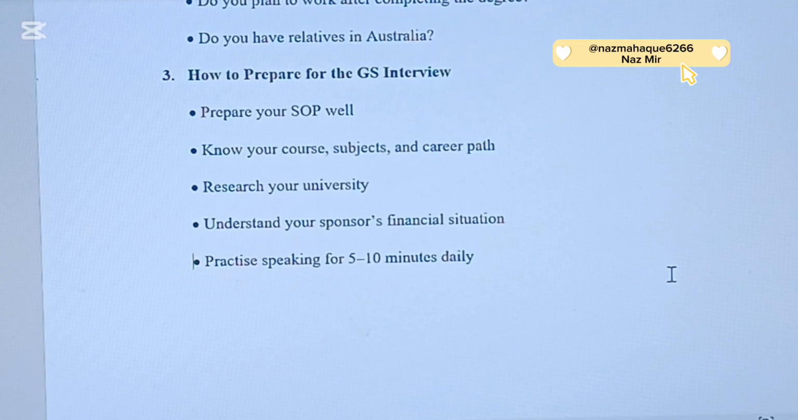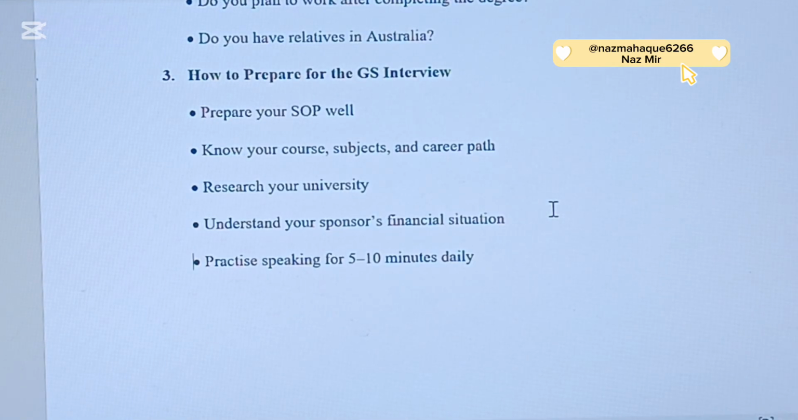You need to be very confident about this, and understand your sponsor's financial situation as well. They will ask you, who is your sponsor? How is he going to provide for you? What things are you going to do? Are you going to do any jobs to manage your tuition fees, or is your sponsor going to pay for everything? You need to be able to answer this question as well. So you need to know about the financial situation of your sponsor.